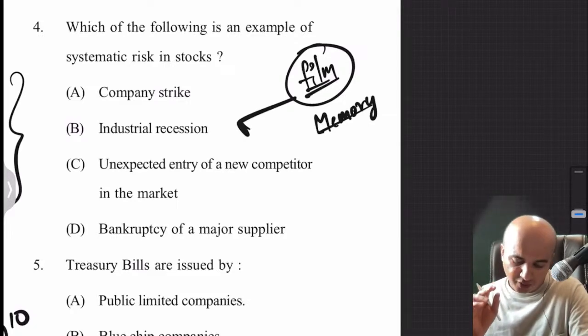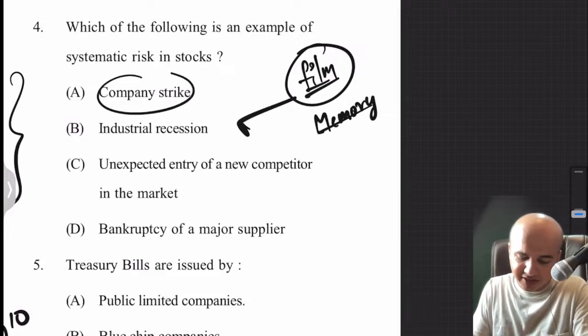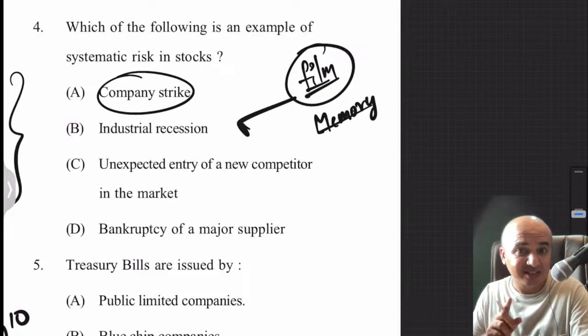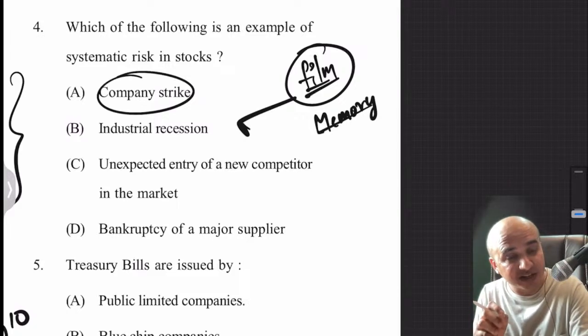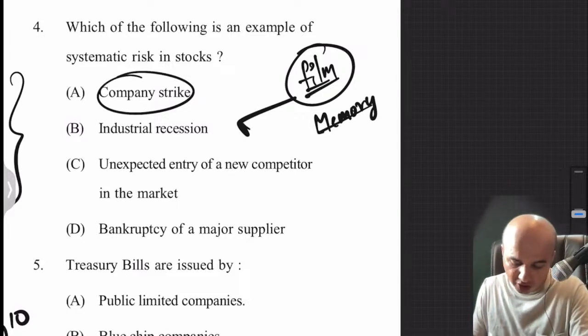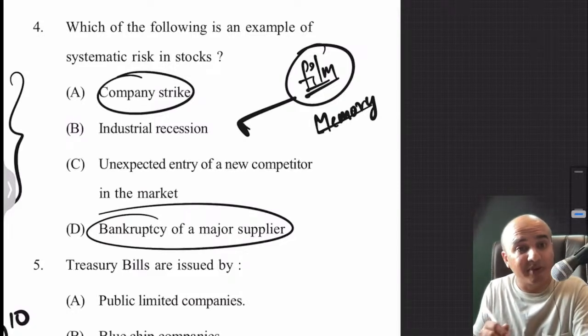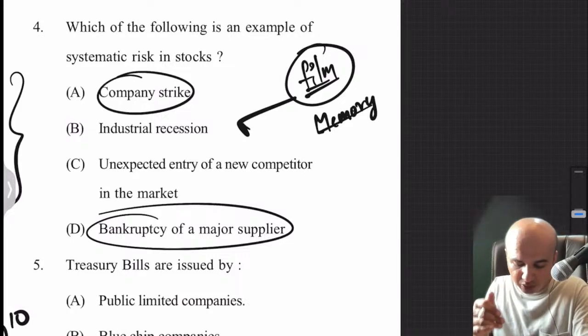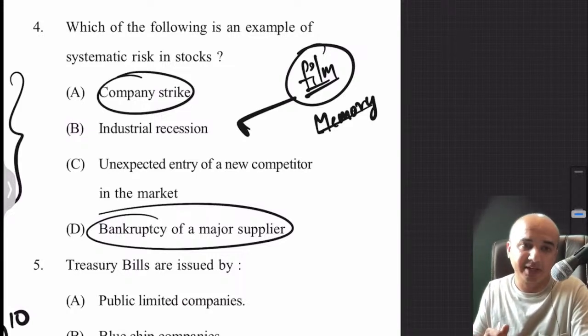For example, the other options here, that is the company strike. This is not a systematic risk. This is an unsystematic risk which will obviously affect that particular company only. Or even this bankruptcy of a major supplier. This is also specific only to this particular company.